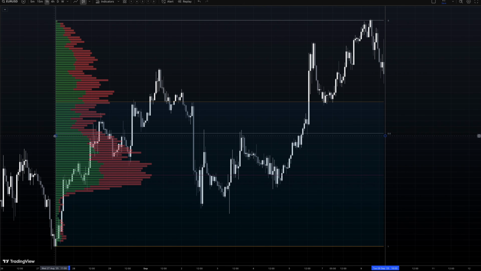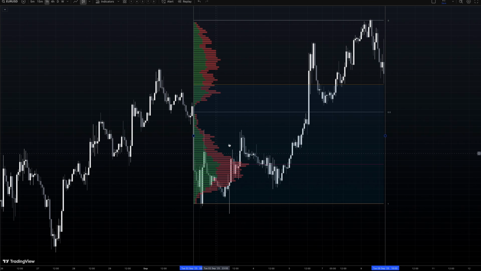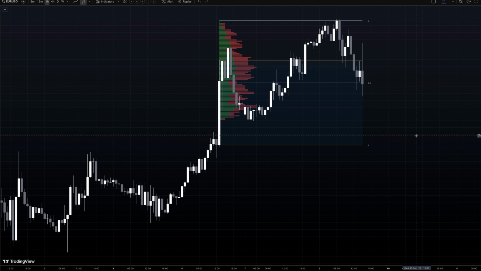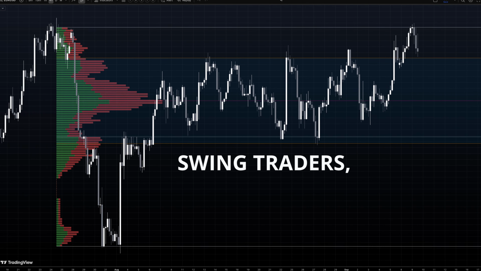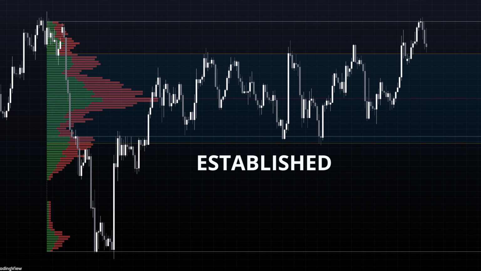The indicator supports both intraday and higher time frame analysis, with automatic data aggregation from lower time frames when needed. This tool excels in identifying institutional levels where significant trading occurred, making it valuable for swing traders, analyzing consolidation periods, or day traders working within established ranges.